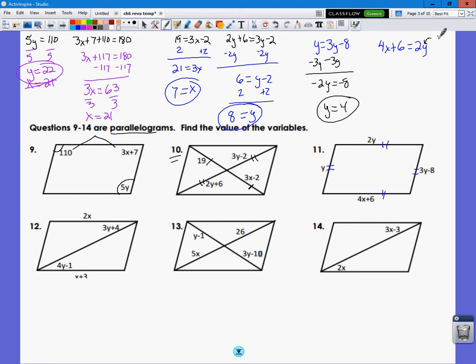I come over here and I replace this y with 4, which gives me 4x plus 6 equals 2 times 4, which is 8. And again, I just simply solve this algebraically. 4x is equal to 2. And when I divide by 4, I get x is equal to 1/2, or you might have 0.5. So x is 0.5 and y is 4.